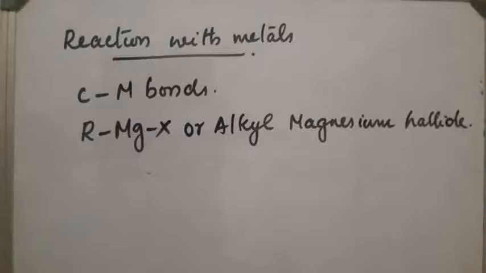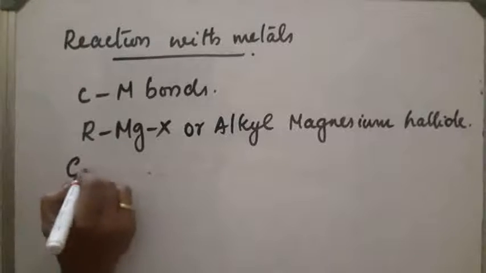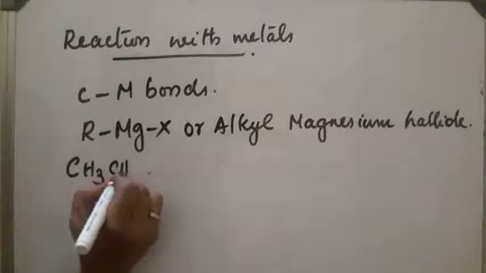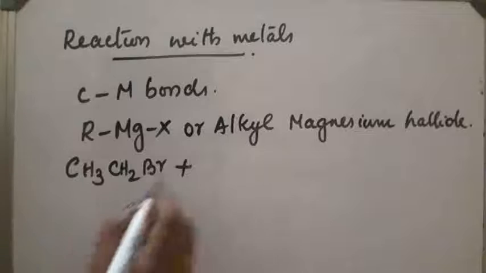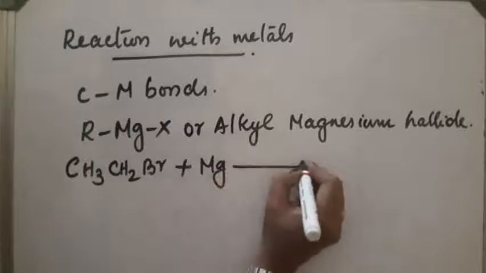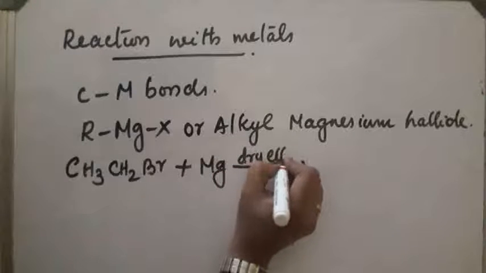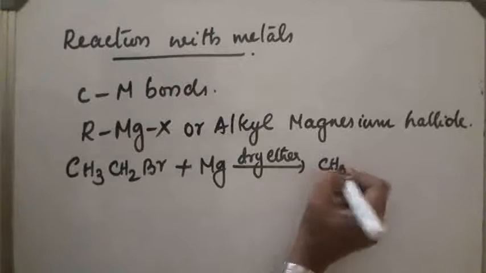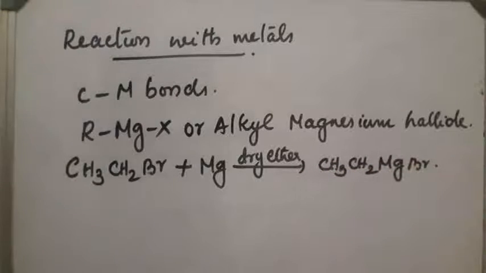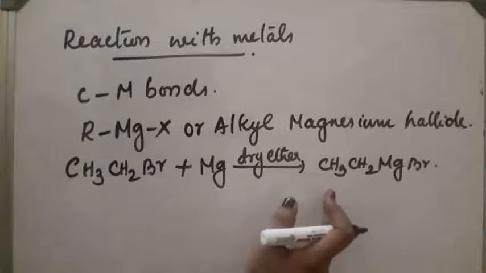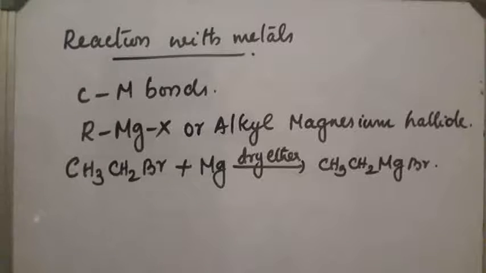Now let us see how we can prepare Grignard reagent. This can be prepared from haloalkanes. CH3CH2Br, a haloalkane, on reaction with magnesium in the presence of dry ether, gives the Grignard reagent CH3CH2MgBr. So alkyl magnesium halide is obtained; here, ethyl magnesium bromide is obtained.